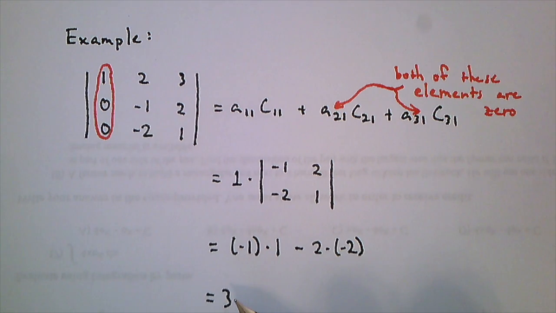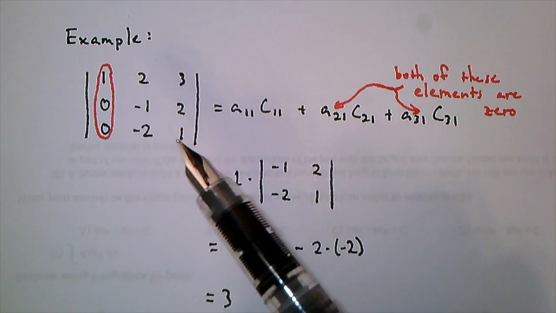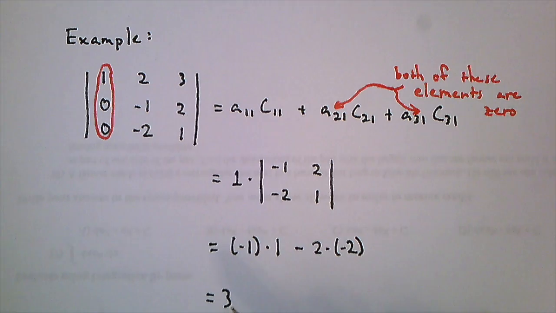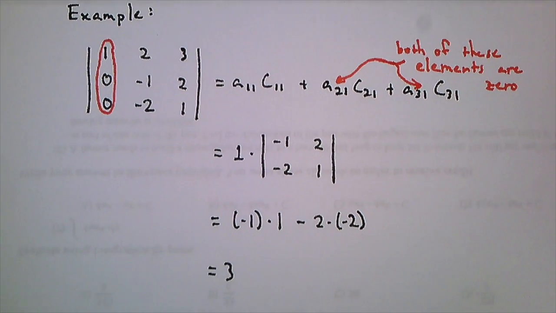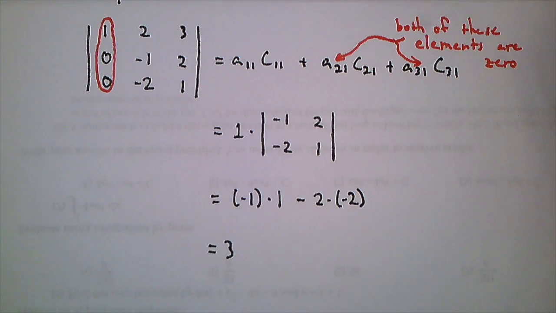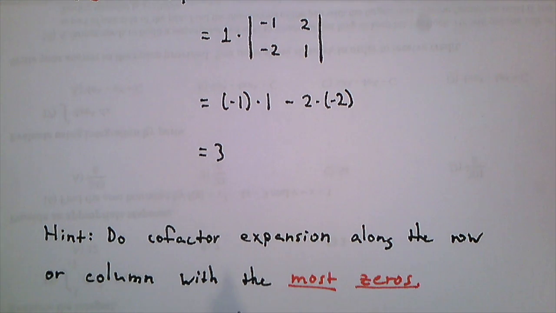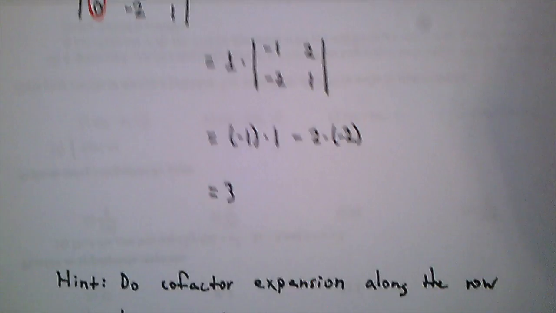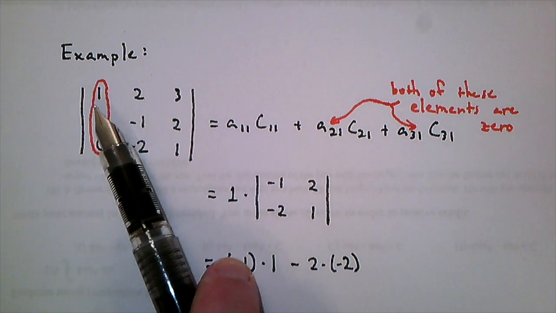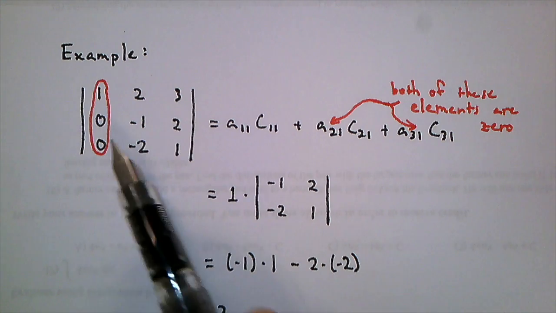So you might want to think back to the previous video and remember that when we computed the determinant in the other way, using the first row, we got the same answer for the determinant, 3. When you're working through determinants, here's a hint that you might want to keep in mind. You should try to do your cofactor expansion along the row or column with the most zeros. So in this example, I picked the first column since it has 2 zeros for my cofactor expansion.